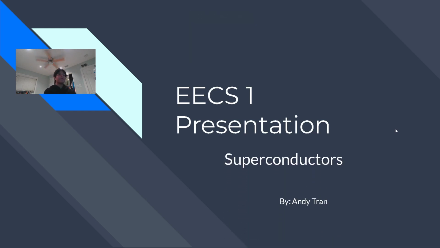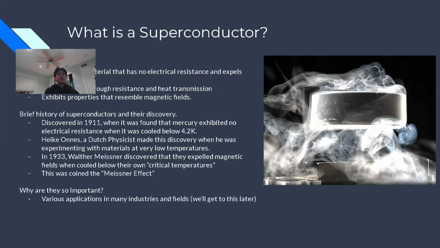Okay, let's go. So, first of all, what is a superconductor? A superconductor is actually a material that has no electrical resistance and expels magnetic fields. There's no power loss through resistance and heat transmission, and it exhibits properties that resemble magnetic field as well.